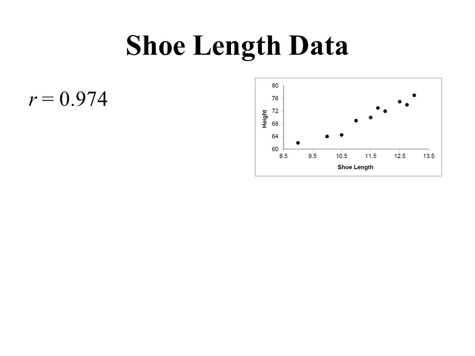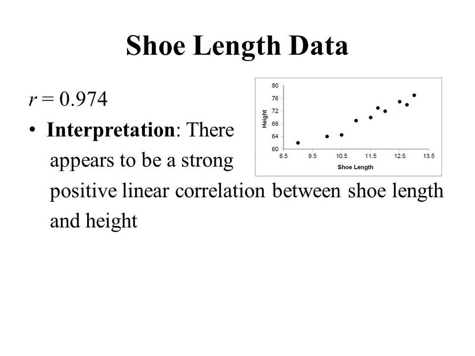Okay. So let's go back to our shoe length data. Here is our scatter plot where again we saw our strong positive correlation. Here was our value of r, again very close to 1. And so based off of those two observations, we would interpret them by saying that there appears to be a strong positive linear correlation between shoe length and height. Okay? That's supported by our graph. It's also supported by our very large value of r.